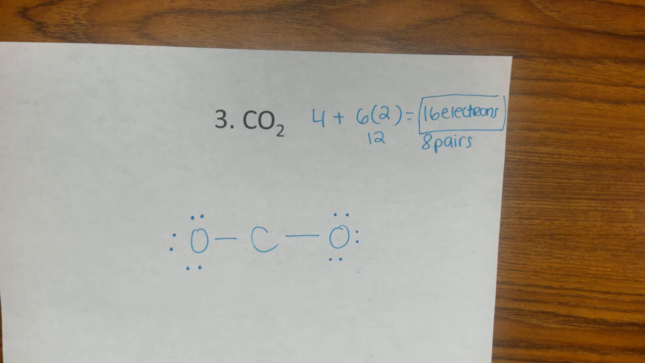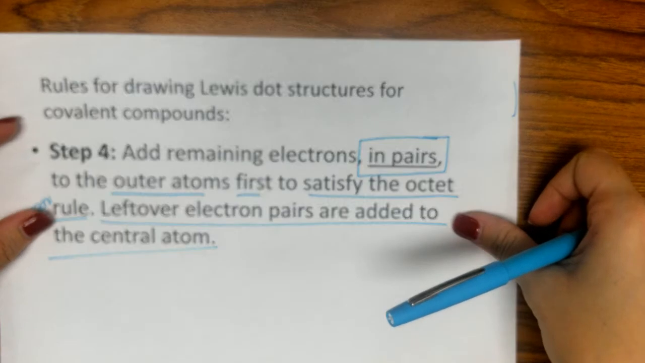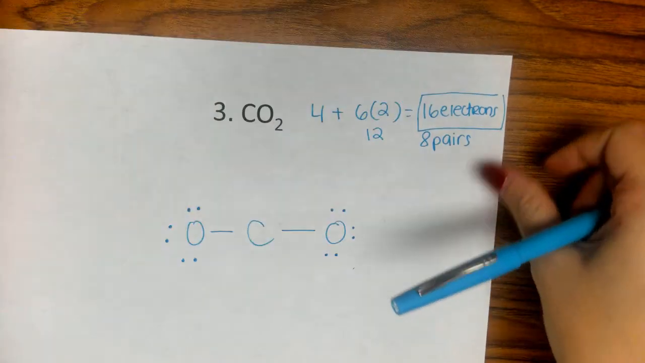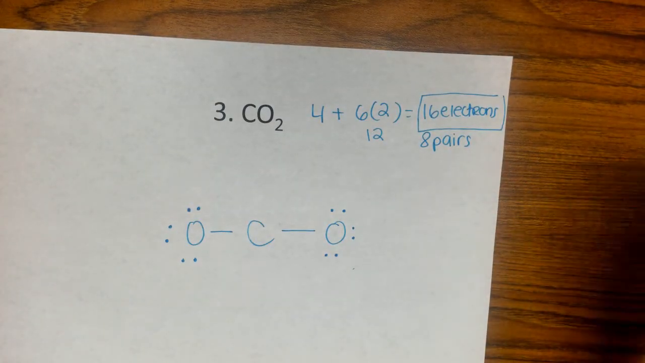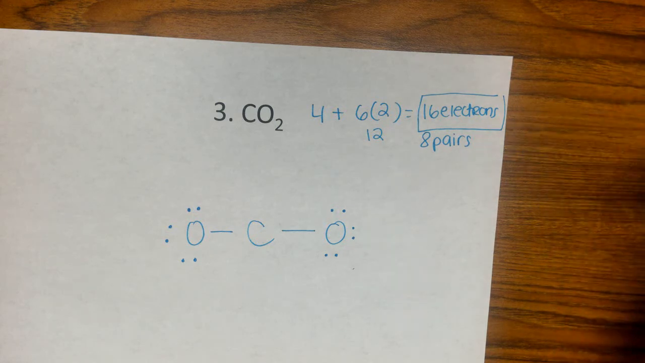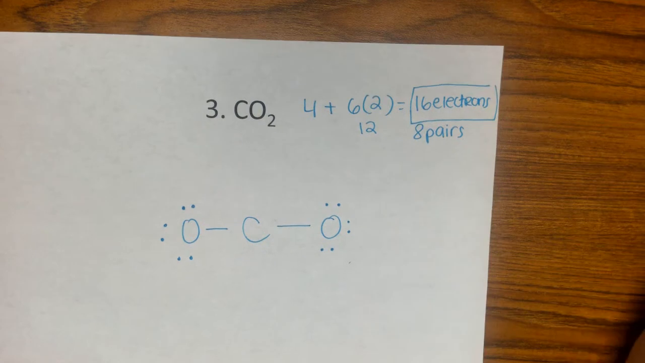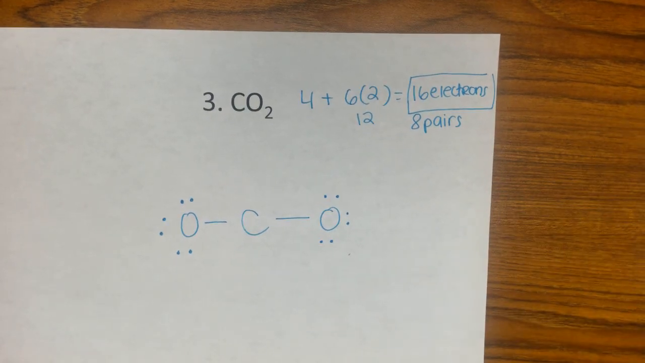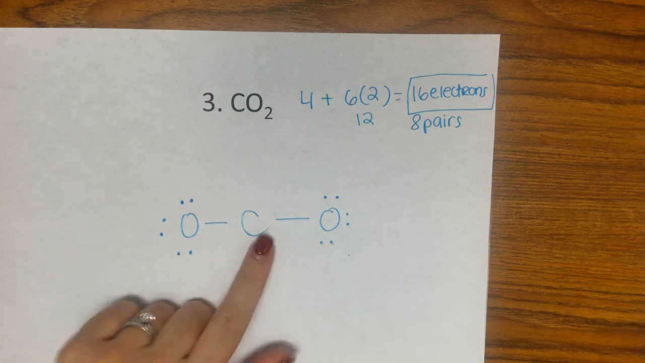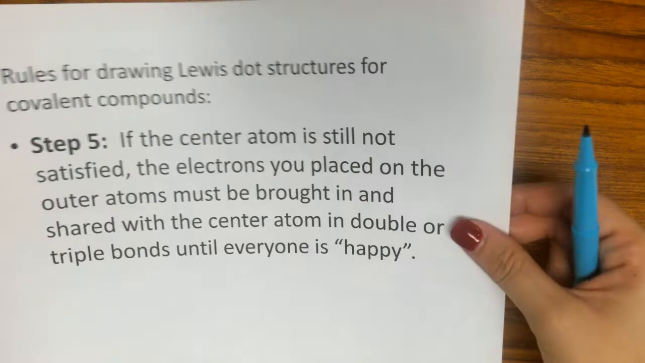We can't add any leftover pairs to the center atom because there aren't any more leftover pairs. There are 16 electrons down in the Lewis diagram. So you can't just add more. You have to use whatever number that you counted up in the beginning. So now that we don't have any electrons left over and the center atom still doesn't have 8, we're going to do step 5.